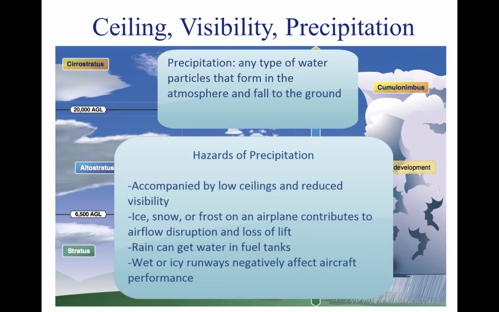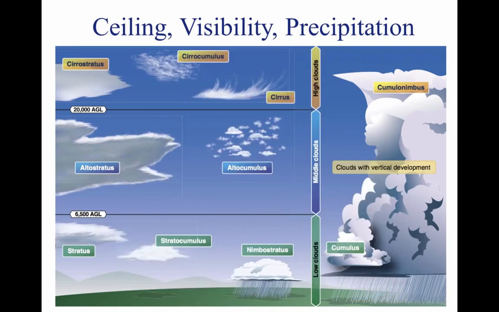Often, precipitation is accompanied by low ceilings and reduced visibility. Aircraft that have ice, snow, or frost on their surfaces must be carefully cleaned prior to beginning a flight because of the possible airflow disruption and loss of lift. Rain can contribute to water in the fuel tanks. Precipitation can create hazards on the runway surface itself, making takeoffs and landings difficult, if not impossible, due to snow, ice, or pooling water and very slick surfaces.